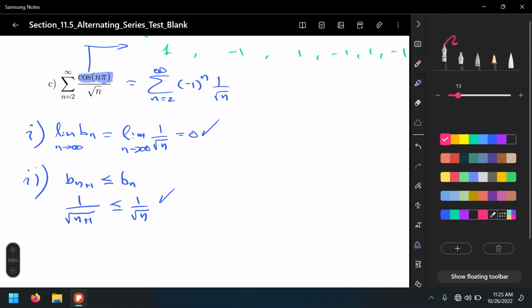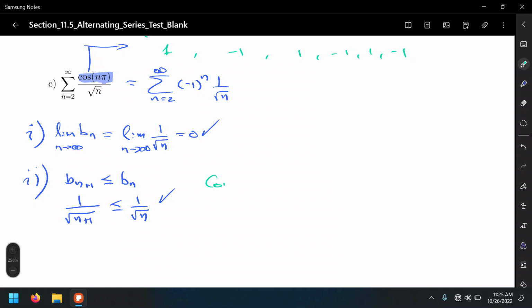And in this case, the series converges by the alternating series test, AST for short. All right?